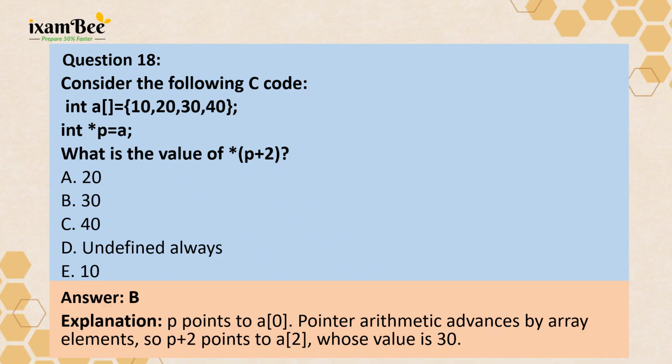Since P is assigned the array A, P points to the very first element, which is A[0], which holds the value 10. Now, pointer arithmetic in C doesn't move byte by byte. It moves in units of the pointed-to type. So P + 2 advances 2 full int-size steps forward, landing on A[2]. And A[2] in this array holds the value 30. So dereferencing P + 2 gives us 30, and so the answer is B.